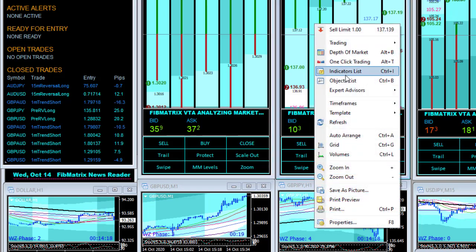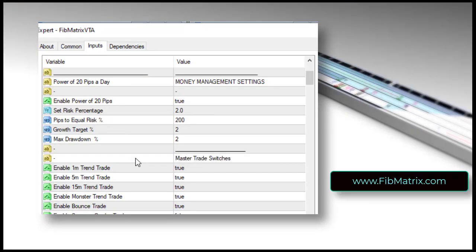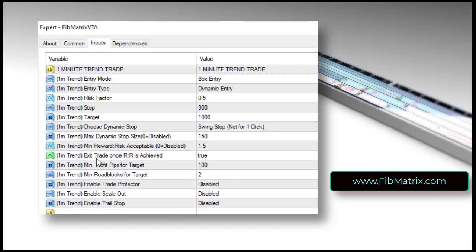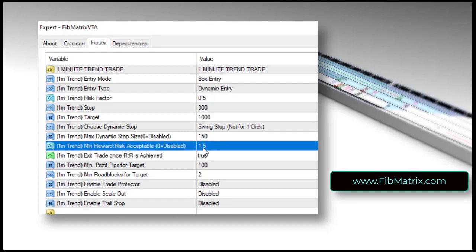Version 2.26. There's a couple things that we've done here. First, with the trends, 1 minute trend I've added. Minimum reward risk acceptable. Whatever you put this to, it's going to make sure you at least achieve that at the minimum on your trade.